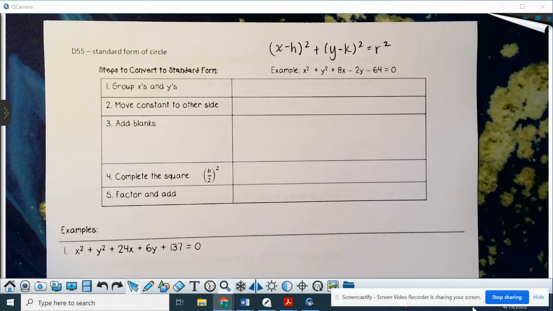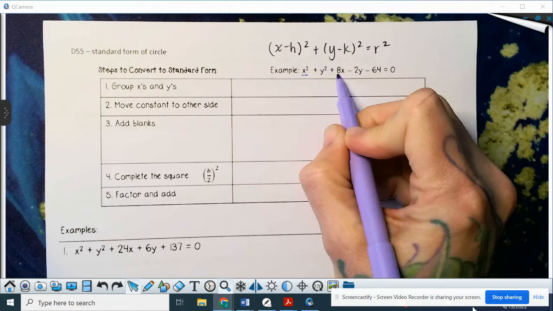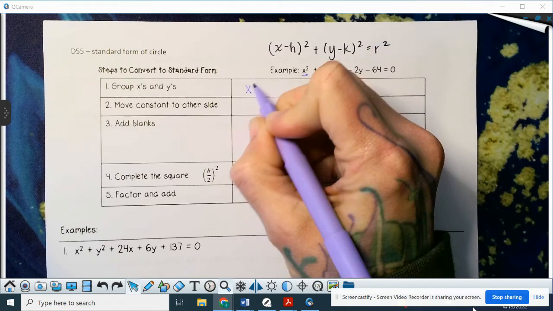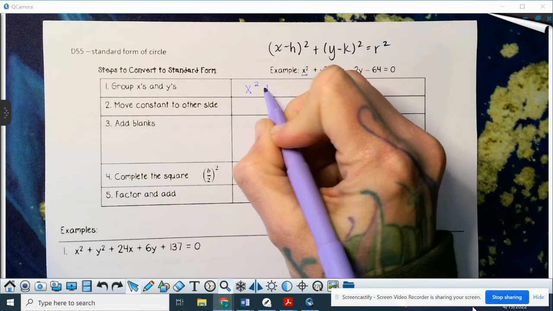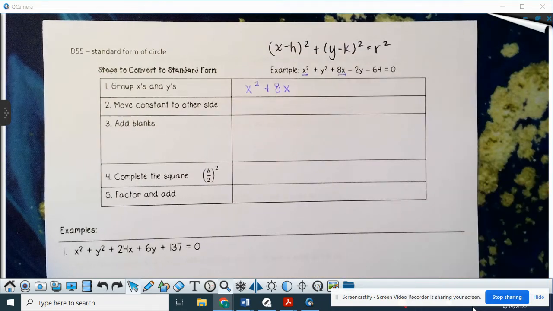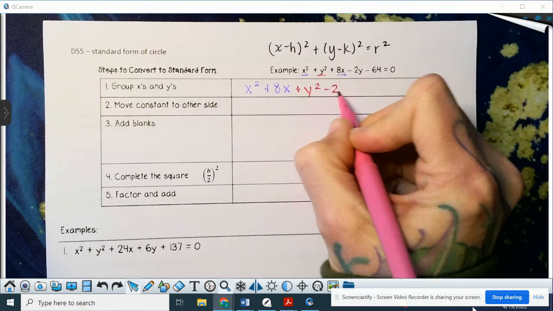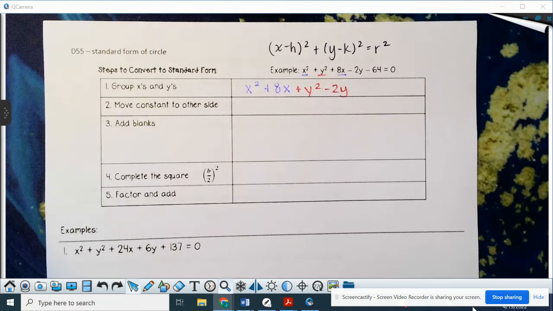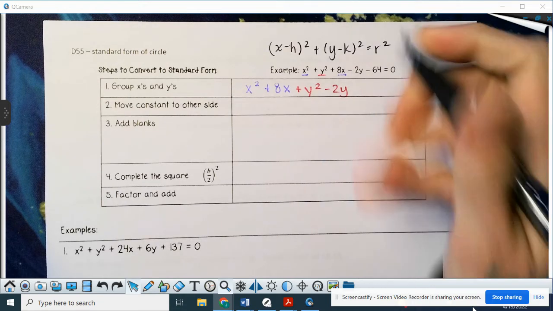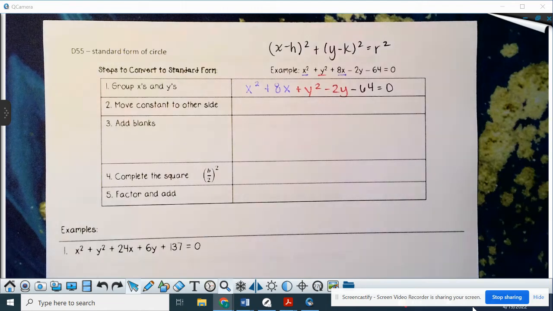So number one, you're going to group your x's and y's. So I have an x and an x, so I'm going to have x squared plus 8x. And then I'm going to put my y's together, which is my y squared minus 2y. And then for the moment, we're going to leave that constant right there if we're following these steps religiously. Then we're going to move the constant to the other side.